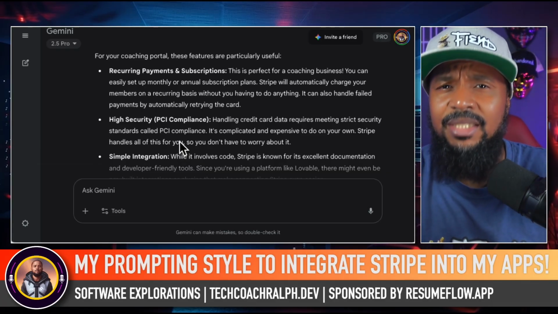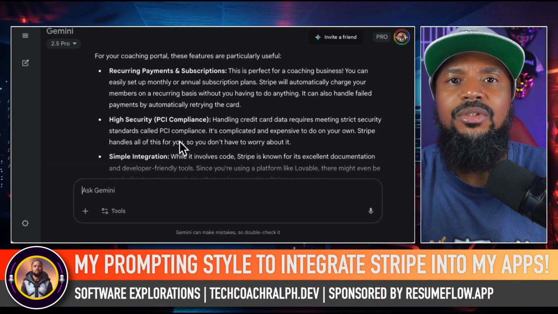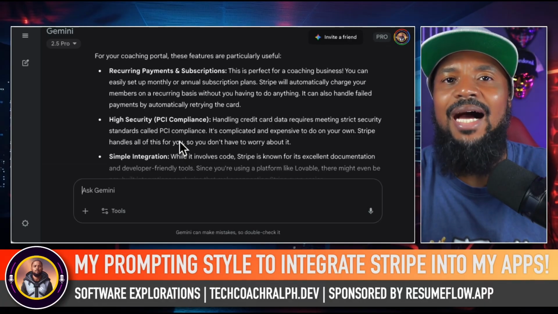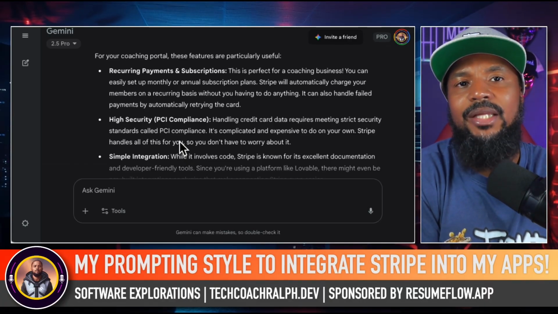All right. Because this is perfect for a coaching business. You can easily set up monthly or annual subscription plans. Stripe will automatically charge your member on a recurring basis without you having to do anything. It can also handle failed payments by automatically retrying the card.